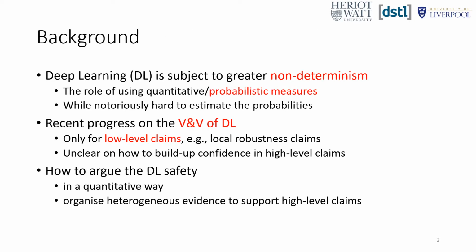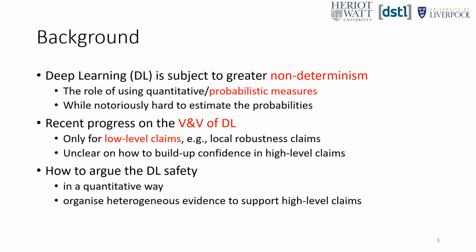Despite the wide applications of deep learning, new features of deep learning, like the black box nature, increase apparent non-determinism, which we believe, on the one hand, emphasize the role of using probabilistic measures to capture uncertainties, but on the other hand, makes it quite hard to estimate those probabilities.